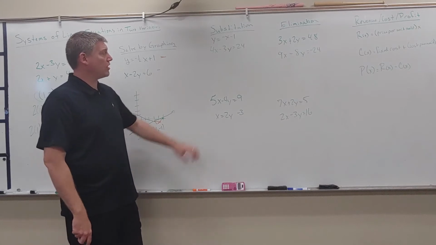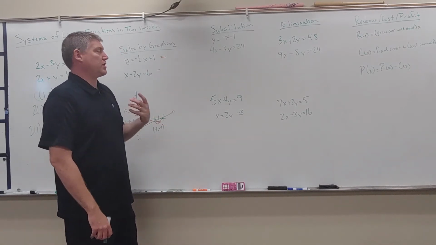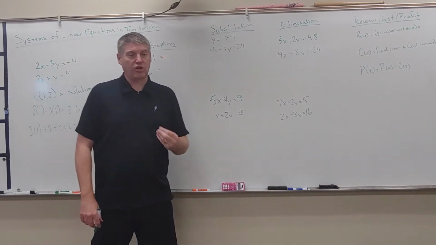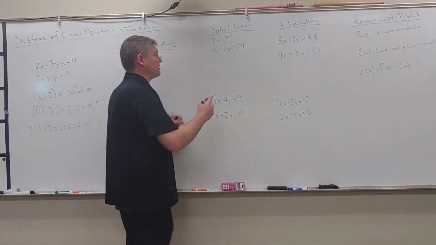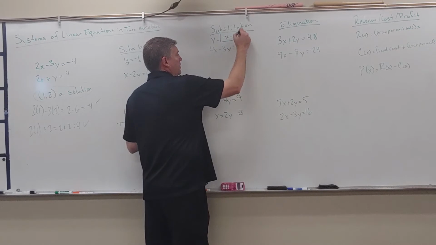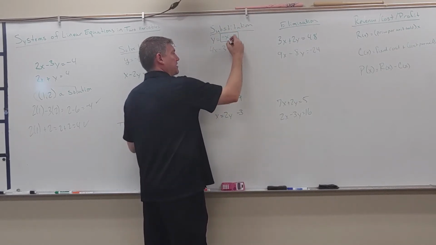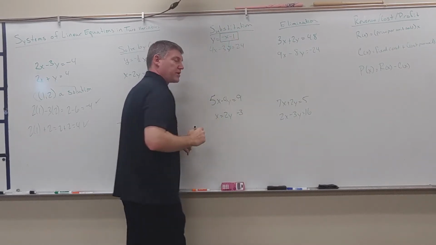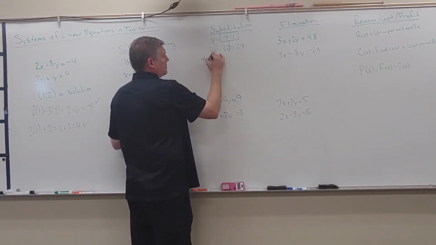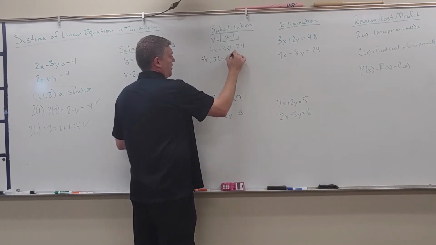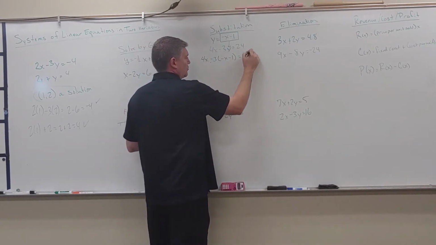The next one is called substitution. I solve for one variable and then take that quantity and substitute it in. Here I have y equals negative x minus 1. I'm going to take that and put it in for my y. So this becomes 4x minus 3 times the quantity negative x minus 1 equals 24.